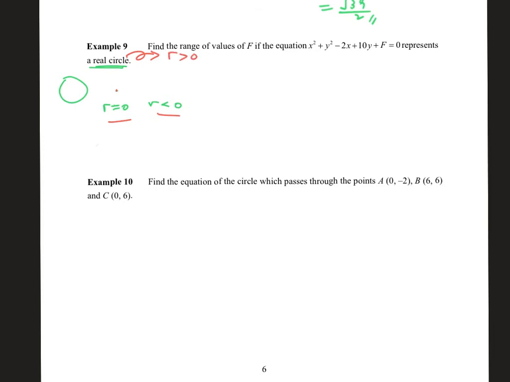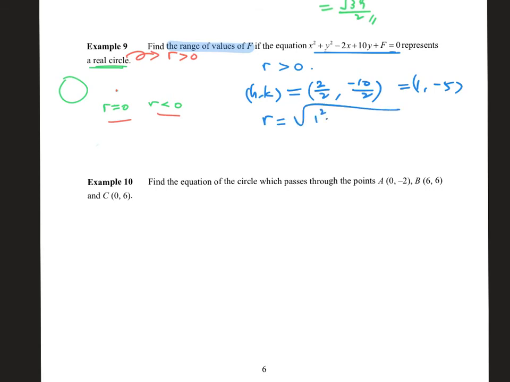And that's why the question is written as find the range of the values of f. If you want to find the range of the values of f, you need to state that radius is greater than 0. But in this general form of the equation of a circle, you can't find the radius directly. So again, like the previous example, we first find the center. It's minus d over 2, so you have 2 over 2, minus 10 over 2, which gives you 1 and minus 5. The radius will be equal to the square root of 1 squared plus minus 5 squared minus f.